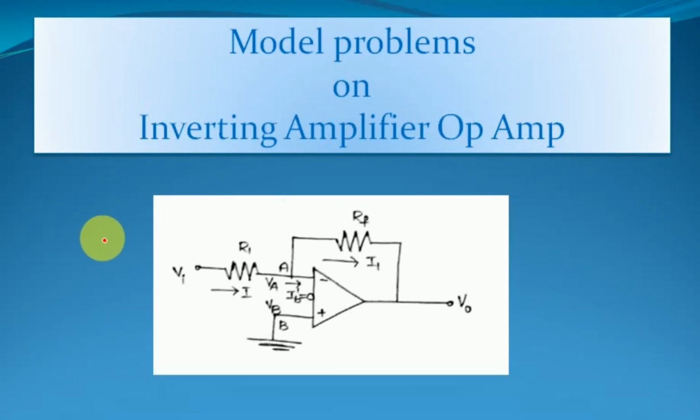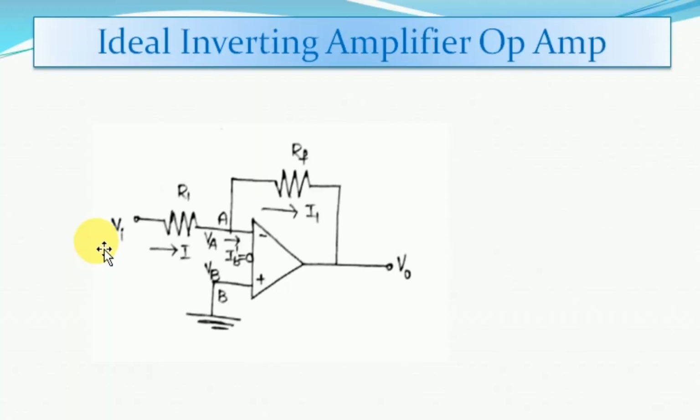In today's video, we are going to see how to solve the mathematical problems based on the concept of inverting amplifier op-amp. Now let us see the basic definition of ideal inverting amplifier op-amp. As we know, in this inverting amplifier the input signal is applied to the negative terminal of an op-amp. So we can say that it is an inverting circuit, and here a closed loop structure is used in order to amplify the input signal. So we can say that the total circuit is an inverting amplifier circuit.